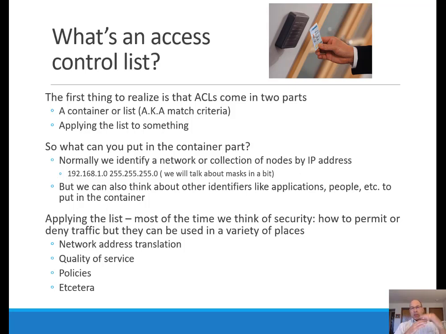Now once we have our list or our container, we might apply them to interfaces, and we might be controlling traffic, allowing or denying a particular kind of traffic, but we might use them for network address translation in order to determine what's going to be routed or what's going to be translated. We can also use access control lists in conjunction with rate limiting, controlling the amount of traffic through a particular interface, or even classes and policies that specify a particular precedence, priority, or treatment for traffic.